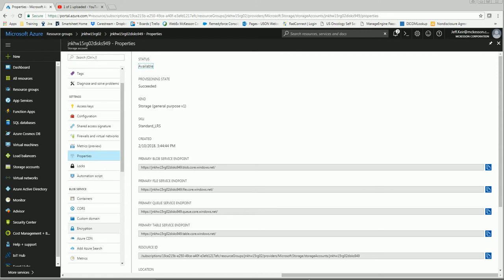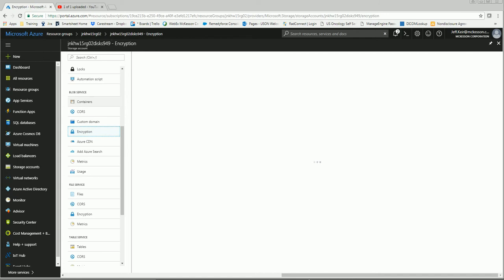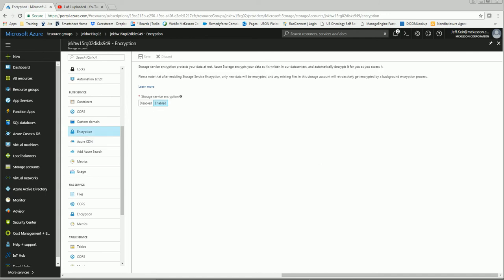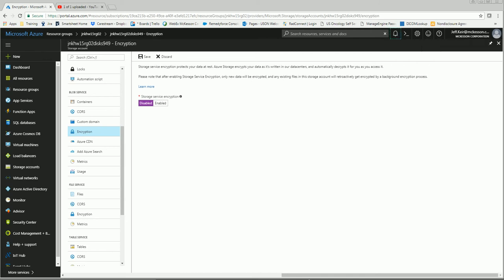Alright, your virtual hard disks are actually stored as a blob, so they are within the blob service. When we look at blob encryption, it is enabled. Let's see, can I disable this? No, I cannot. Look at that, it failed. We'll pop that back open. You can see I've made some past attempts here as well. Here's the new attempt. It failed. So I have to discard that, and I can go back to my dashboard.